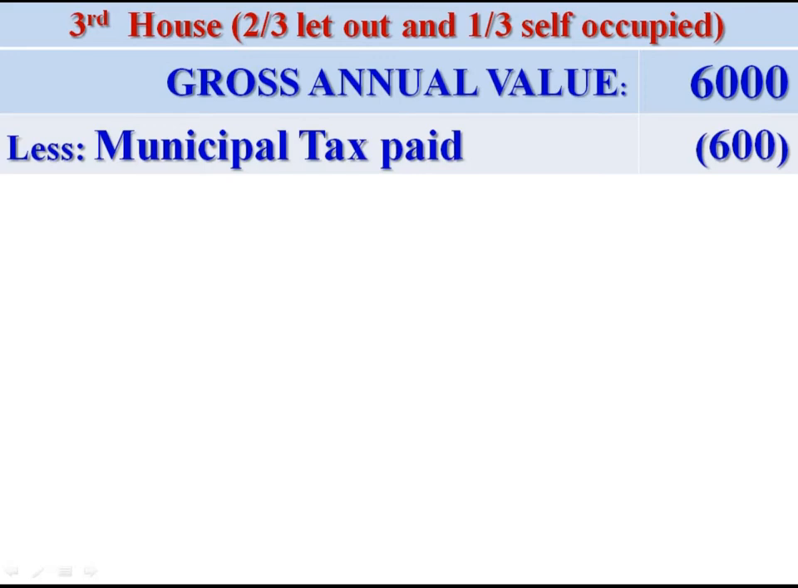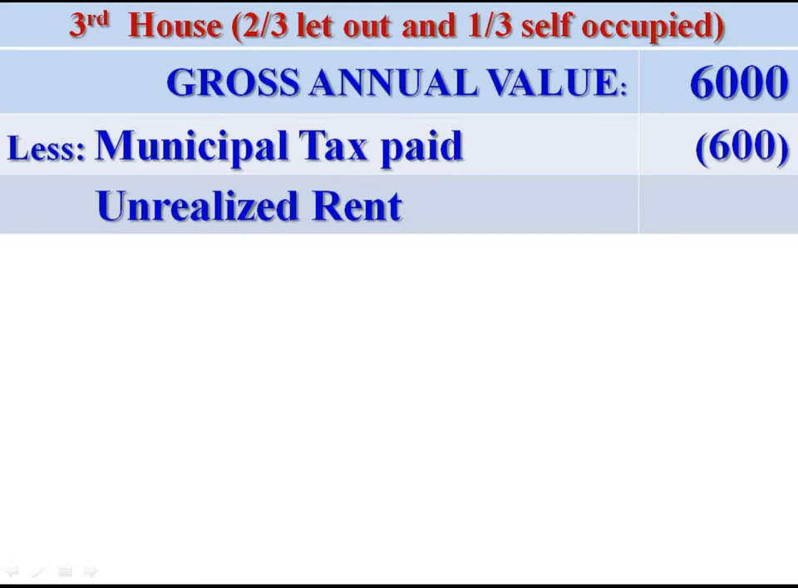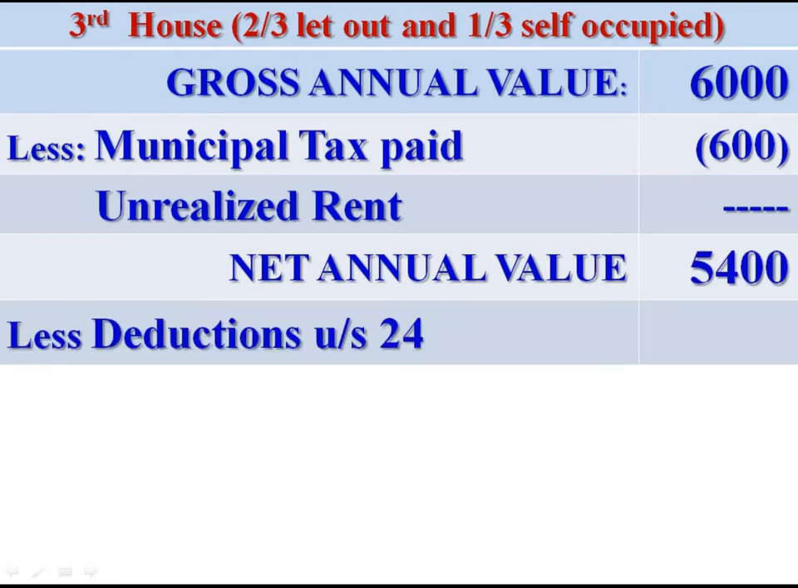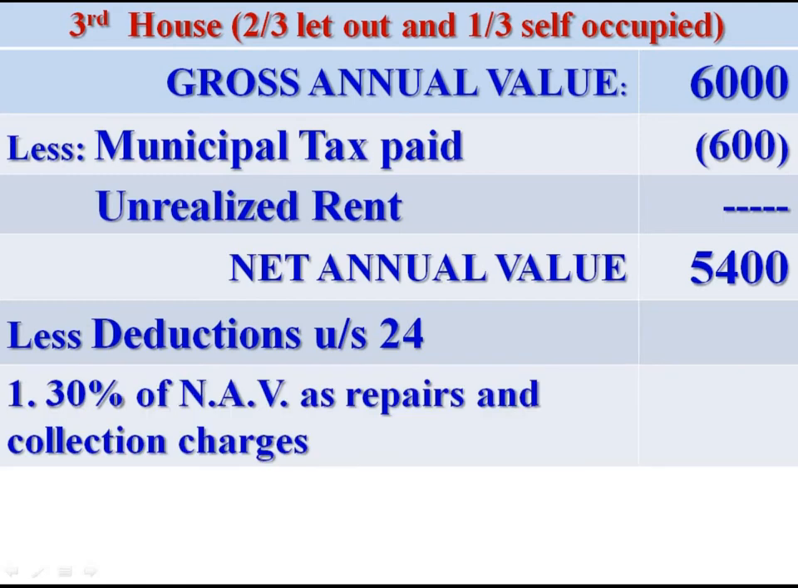Municipal tax paid being rupees 600. Next, unrealized rent. In this problem there is no unrealized rent. Now we get net annual value 5400. Less deductions under section 24(1). First, 30% of the net annual value as standard deduction in respect of repairs and collection charges.